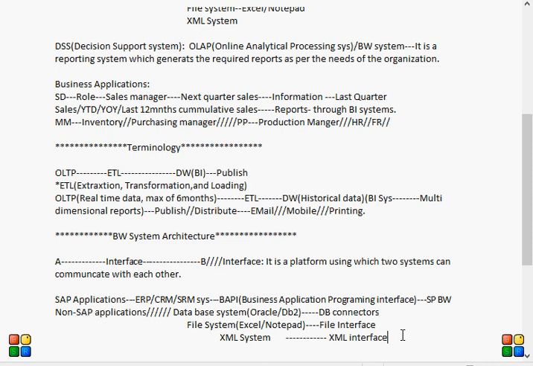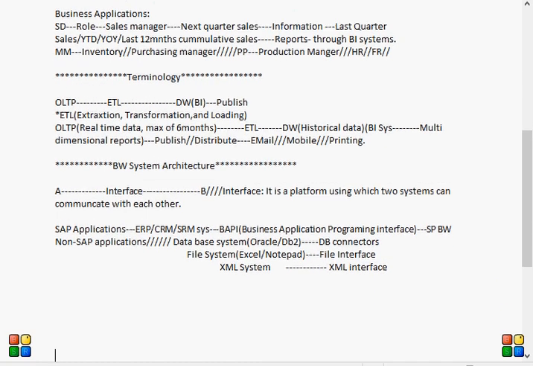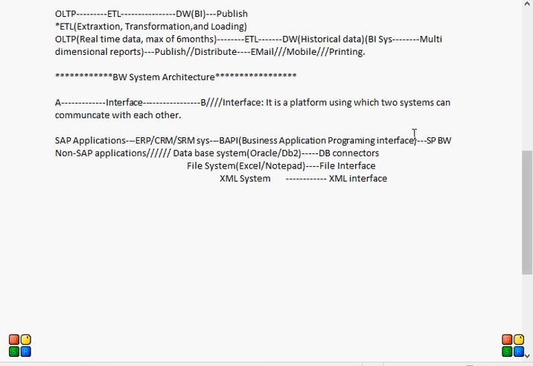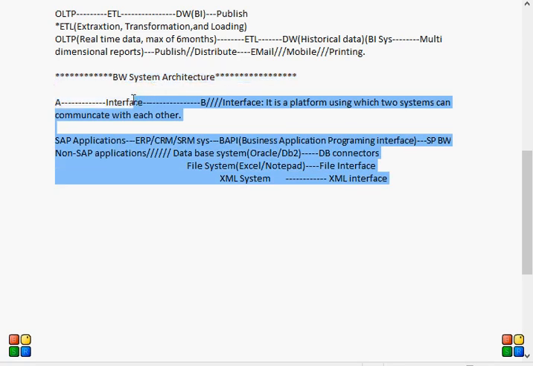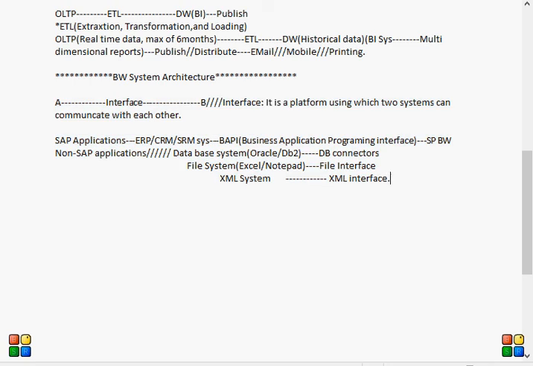Now remember one thing, don't get confused with these interfaces, because they are just for your understanding. This is a concept, but you don't need to worry about how to get this interface. This will be done by your basis team. I will tell you who the teams are in your SAP. This is done by your basis team. Okay.